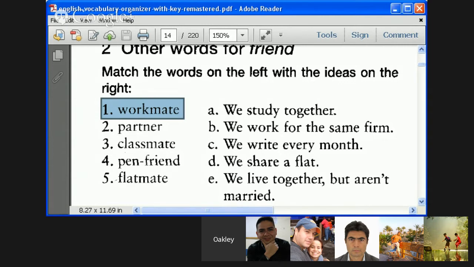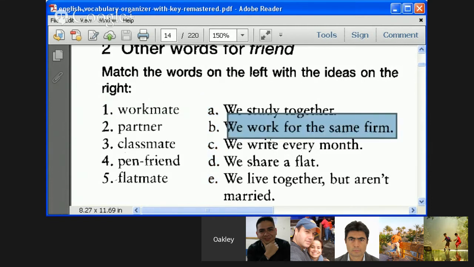Let me start off with Minor here. A workmate. Okay. Which definition closely matches workmate? Which definition on the right best matches workmate? Minor, are you there? We work for the same firm. There we go. Okay. We work for the same firm.